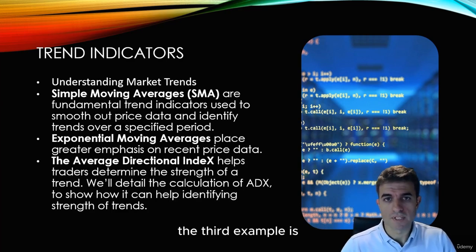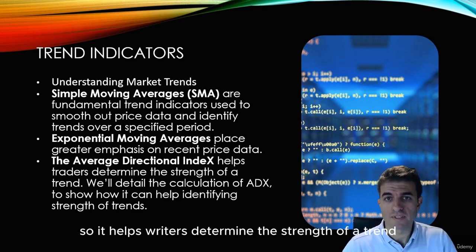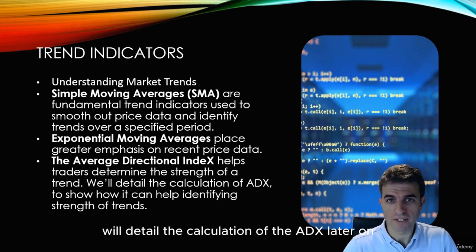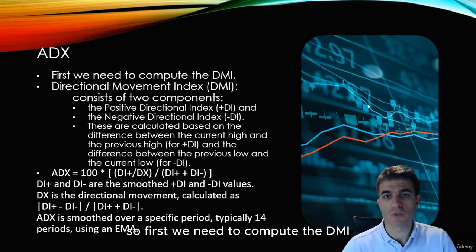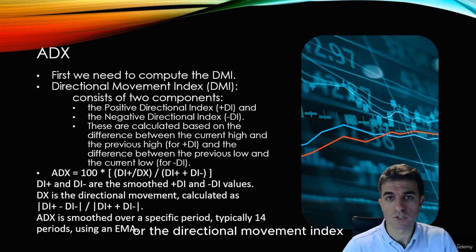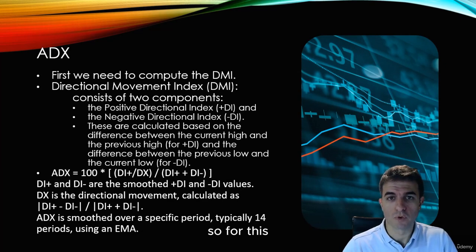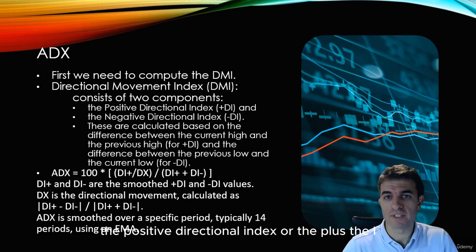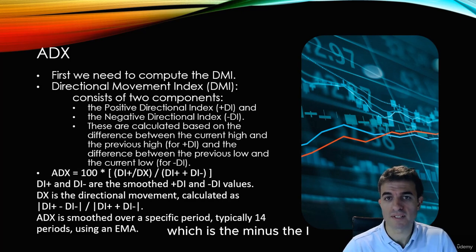The third example is the average directional index, or the ADX. It helps traders determine the strength of a trend. We'll detail the calculation of the ADX later on and show how it can help identify the strength of trends. First we need to compute the DMI, or the directional movement index, the first step in calculating the ADX. For this we have to compute two components, the positive directional index, or the plus DI, and the negative directional index, which is the minus DI.